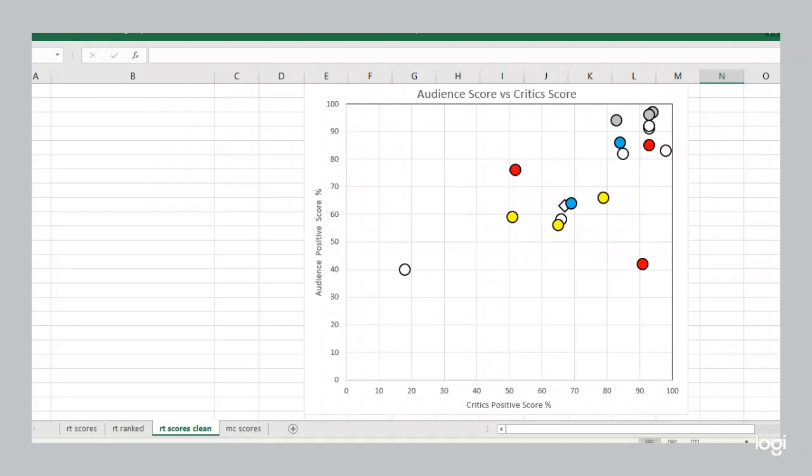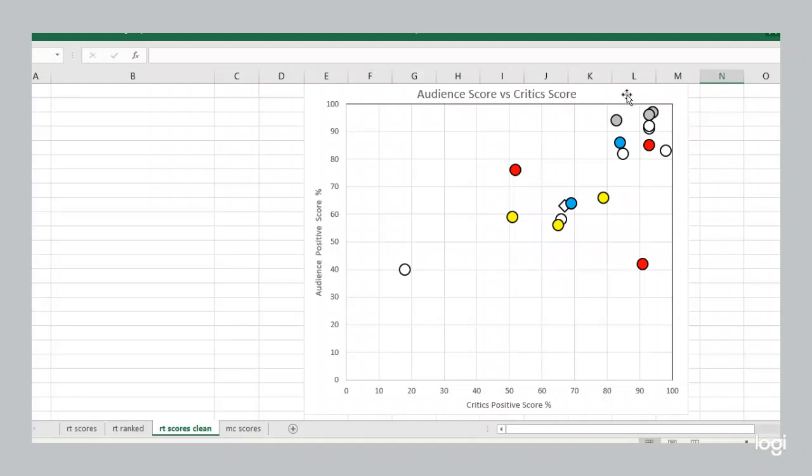So what we're looking at here are many Star Wars movies and TV shows, plotted on these axes. On the horizontal x-axis, you have positive critics reviews as a percentage. This is taken from Rotten Tomatoes, the percent of critics who gave these movies or TV shows a positive rating. And on the vertical y-axis, we have the audience positive score as a percentage. What percentage of audience reviews gave these films or shows a positive rating? Again from Rotten Tomatoes. And every dot is a film or TV show.